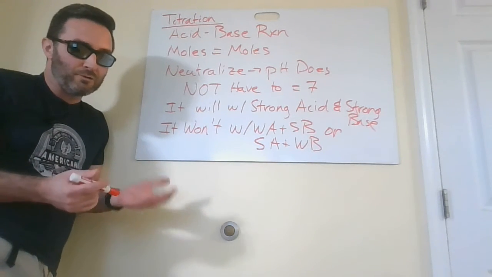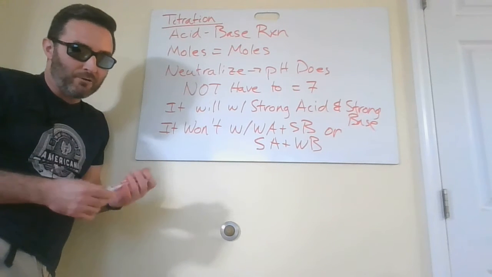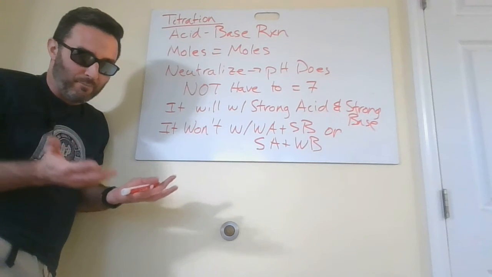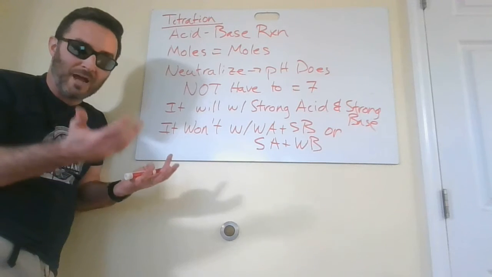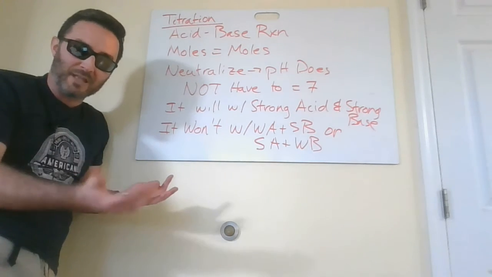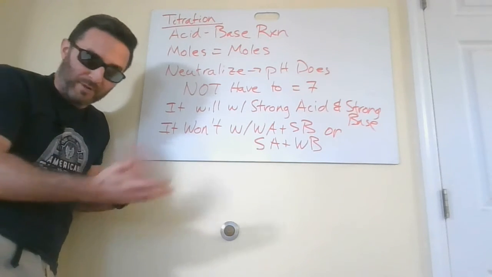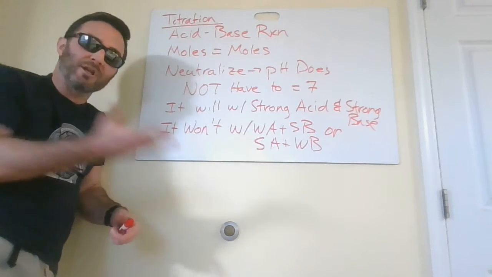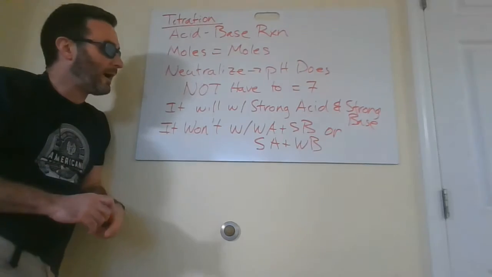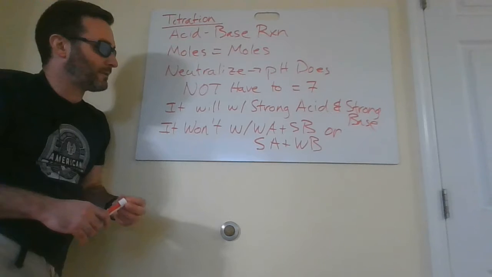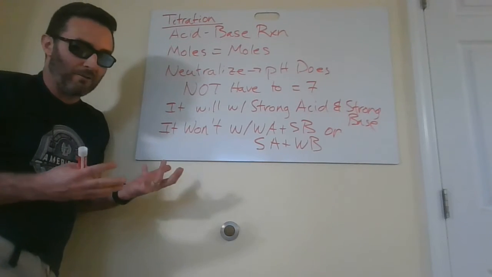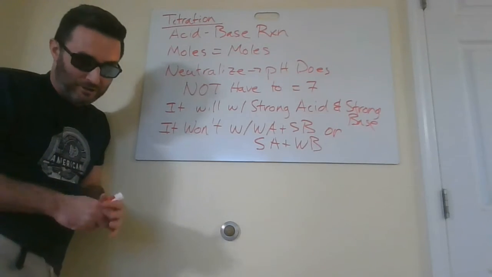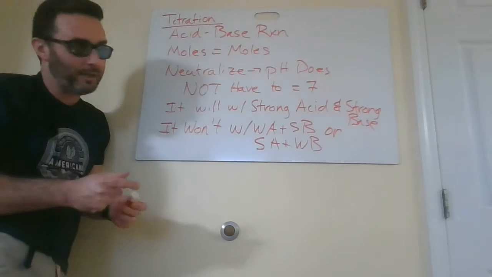So typically you use an indicator so that when your reaction is perfectly mixed and moles of acid have knocked out moles of base, or moles of base have knocked out moles of acid, you get a color change. So when you get that color change, you know to stop. So you got to be titrating very carefully.